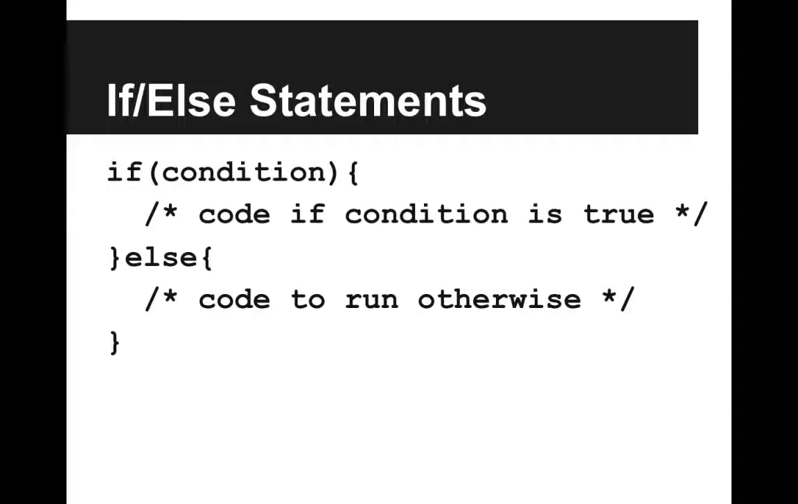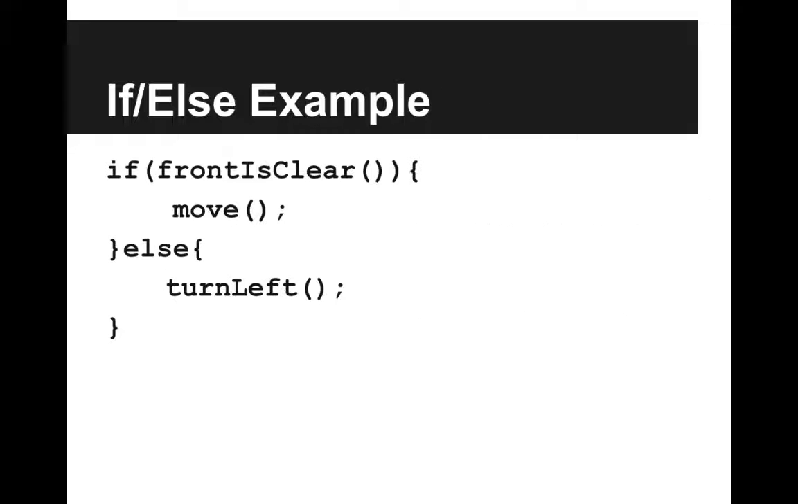So let's introduce the if-else statement. We say if some condition is true, then we execute some code if that condition is true. Otherwise, we have some code that we might want to run. So there's two options. There's one thing we can do if a condition is true, and one thing we can do otherwise. So let's look at an example. You can say if the front is clear, then you'll move.